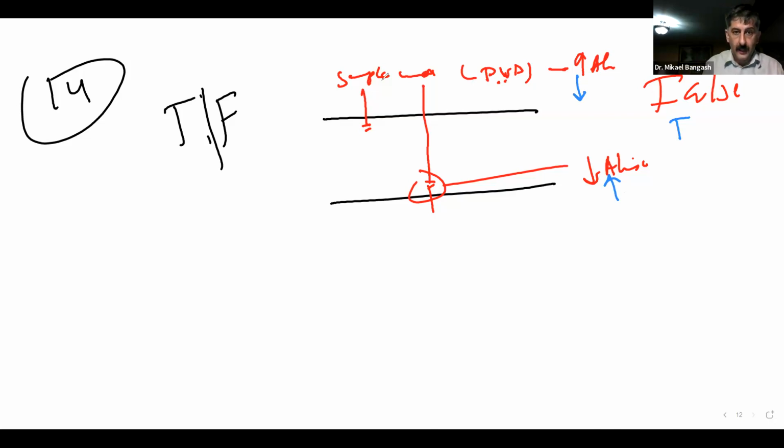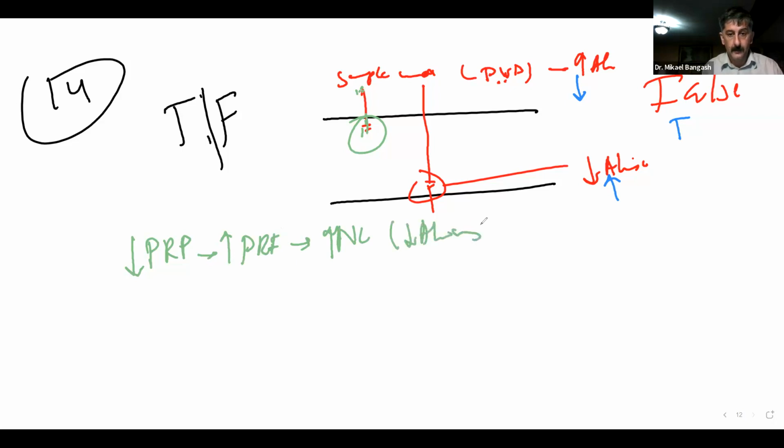Mainly because at a shallow gate, or a shallow sample window, what do you have? You have a low PRP. It takes the pulse lesser time to go and come back, go and come back. Which means that indirectly, reciprocally, you have a high PRF. Which means you would end up with a greater Nyquist limit. Less aliasing.